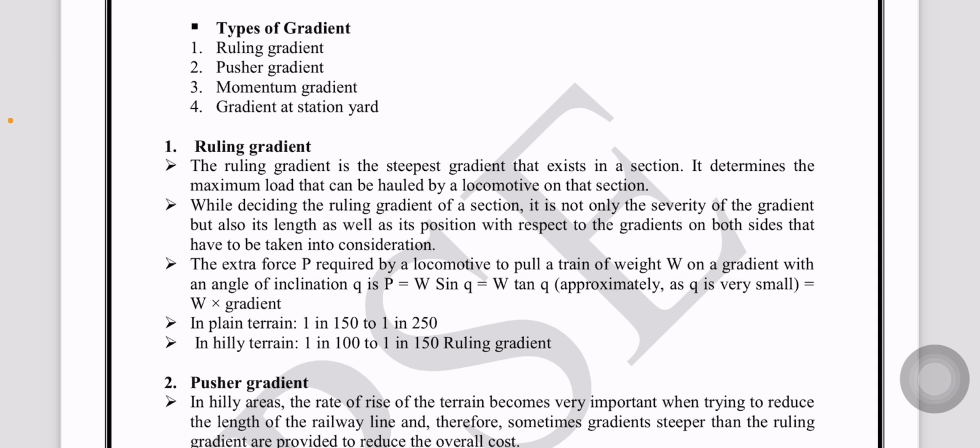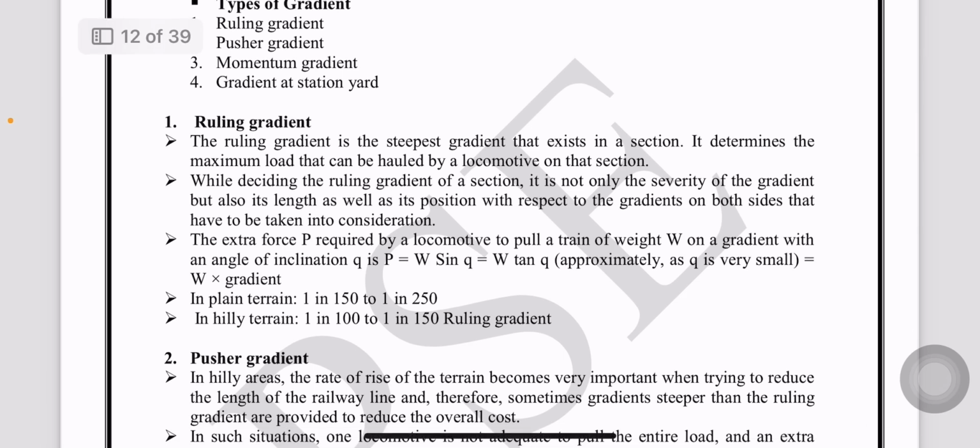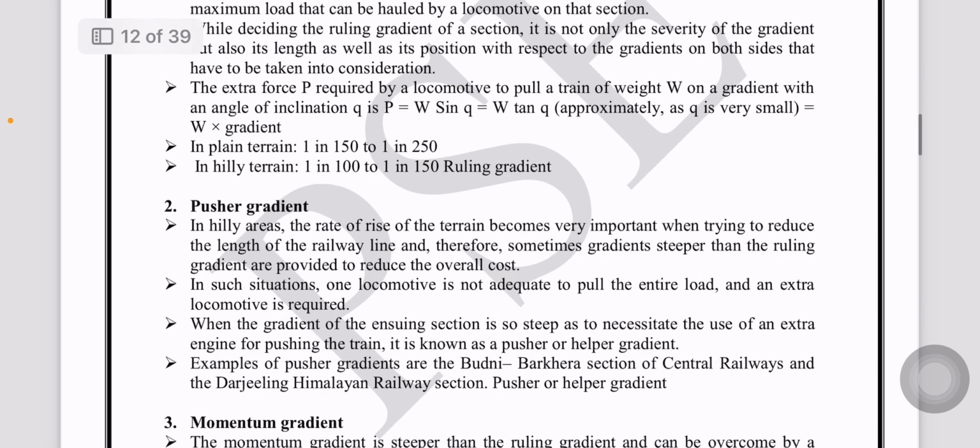While deciding the ruling gradient of a section, it is not only the severity of the gradient but also the length as well as its position with respect to the gradient on both sides that have to be taken into consideration. In plain terrain, a gradient is provided 1 in 150 or 1 in 250. In hilly terrain, 1 in 100 to 1 in 150.